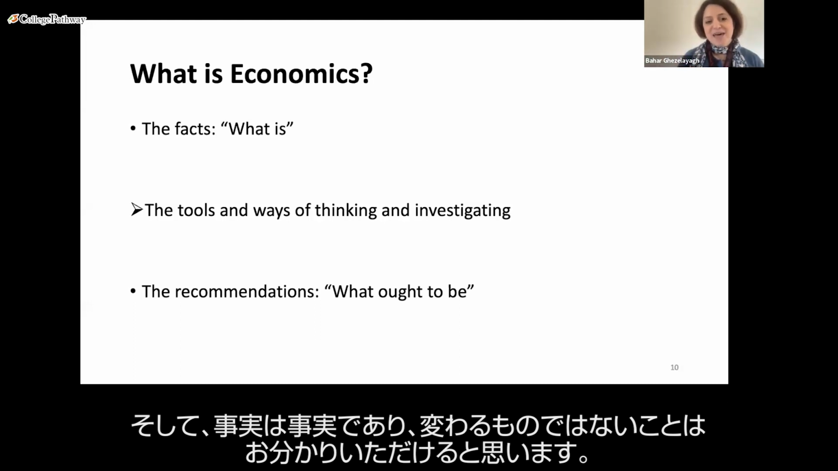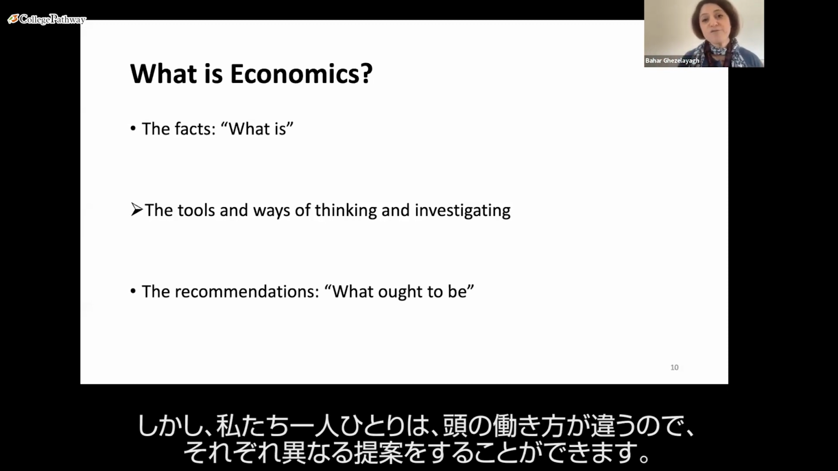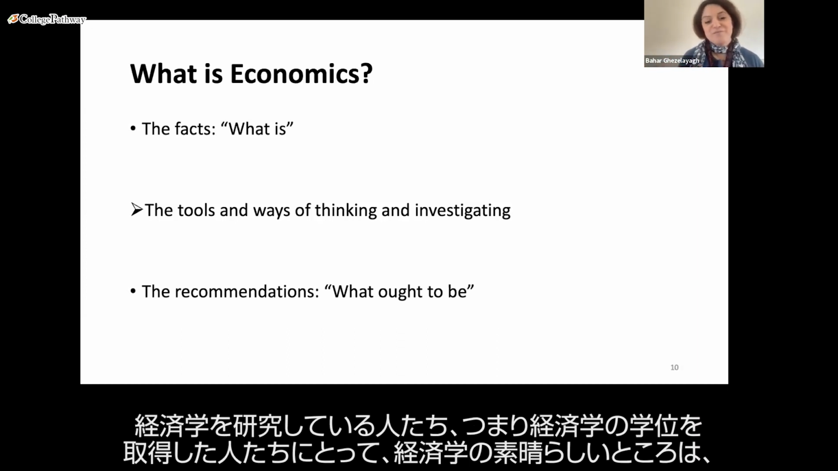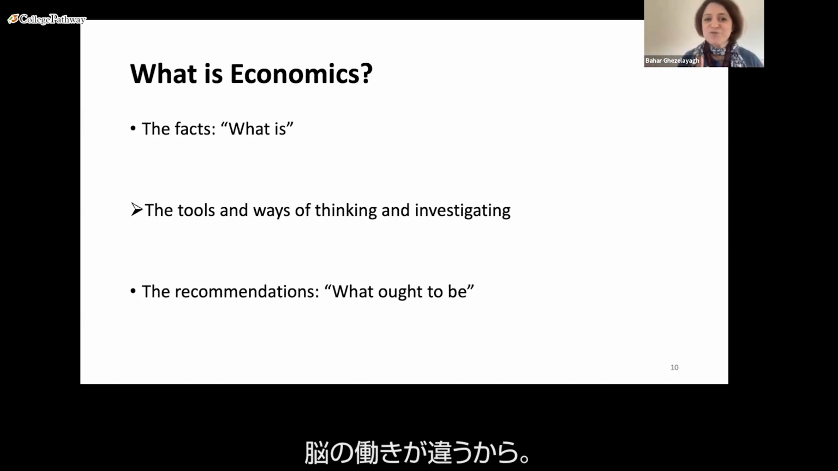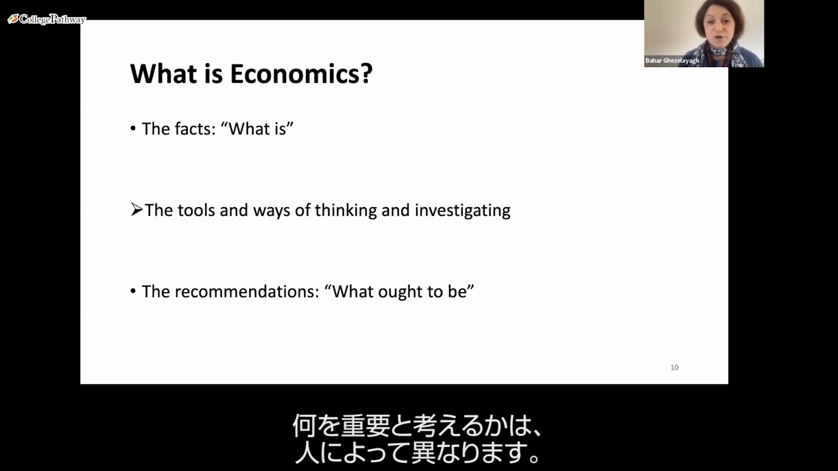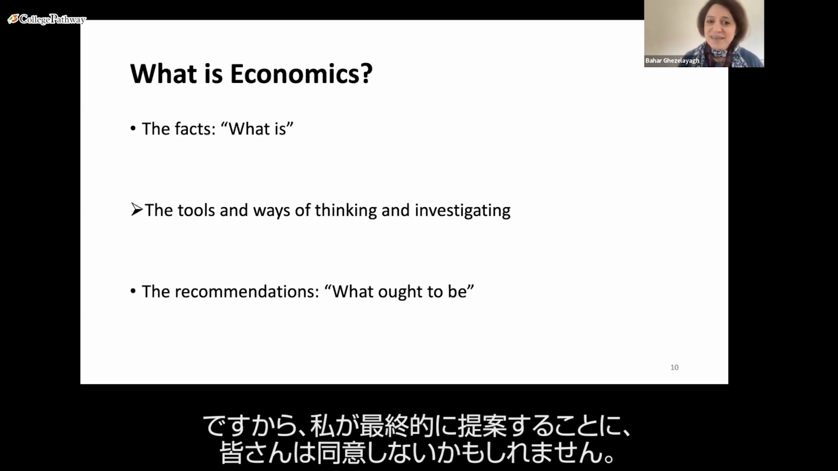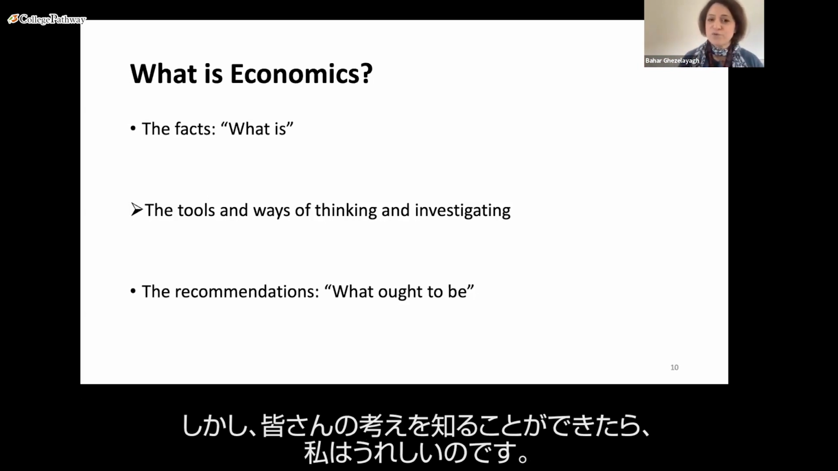And I hope you can see that the facts are the facts. They are not changing. But every one of us, because our brain works in a different way, can make different recommendations. And this is the fantastic part of economics, that two people who are studying economics, two people who've graduated with a degree in economics, might come to different recommendations because their brains are working differently. Maybe something is more important for them. So you might disagree with the recommendations that I'll make towards the end, and I'll be happy to see what you think.